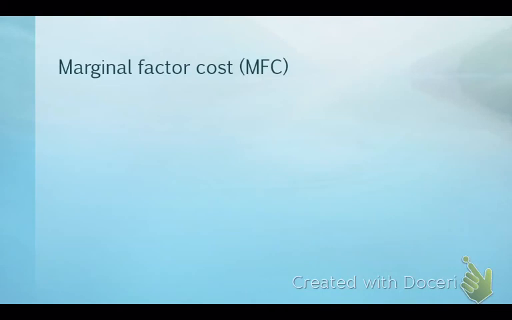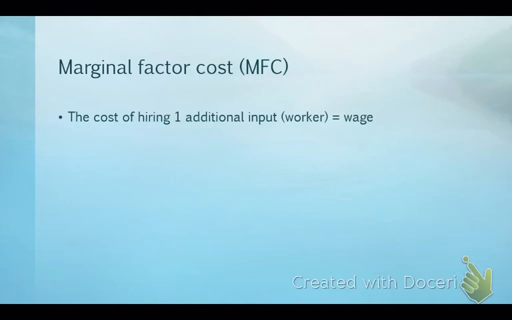Marginal factor cost, MFC. The cost of hiring one additional input. In most of our examples, that'll be a worker. So the MFC more commonly is referred to as the wage. Right? The marginal factor cost is the wage. Questions? Does everybody have it? All right.